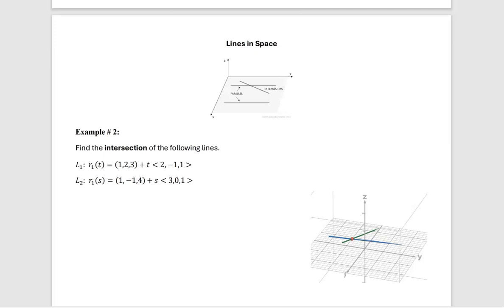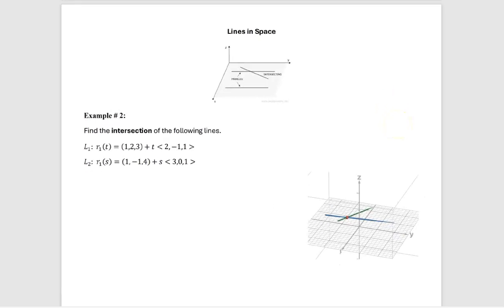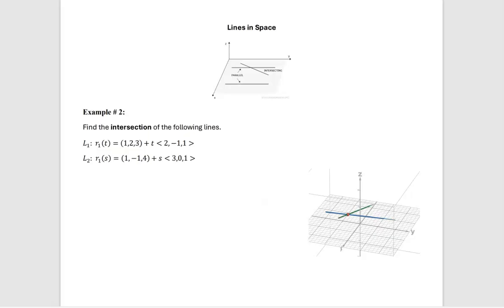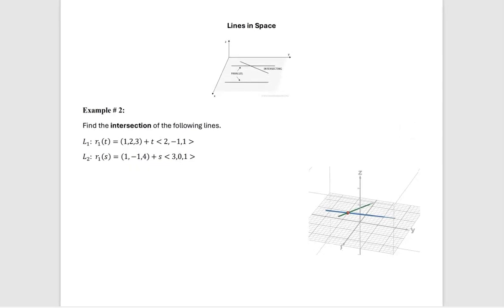Hi class, let's take a look at example 2. Now in example 2, they're giving us two lines in space, and notice that you technically have a point and then its associated vector, and they want us to find the intersection.